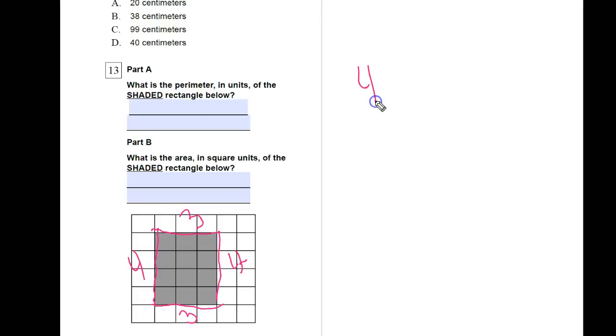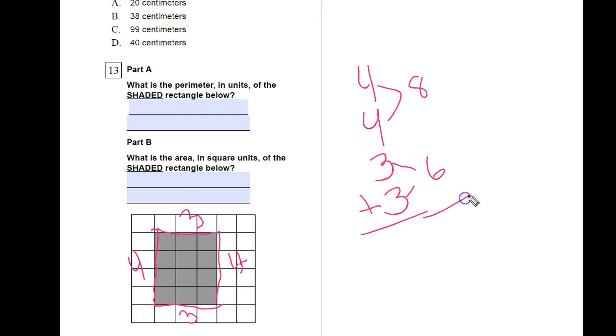So I have 4 plus 4 plus 3 plus 3. 4 plus 4 is 8. 3 plus 3 is 6. 8 plus 6 is 14. Square units. No, 14 units.